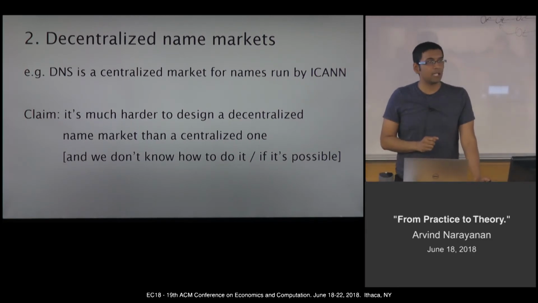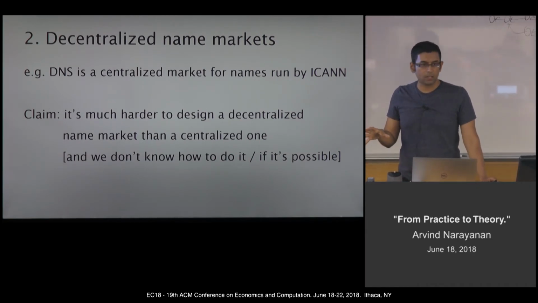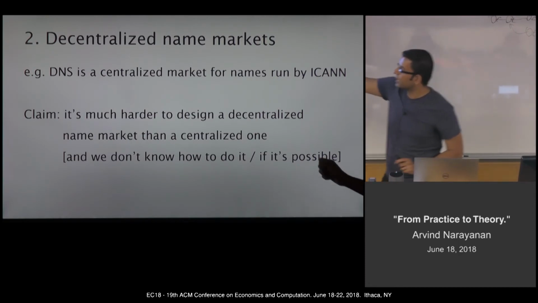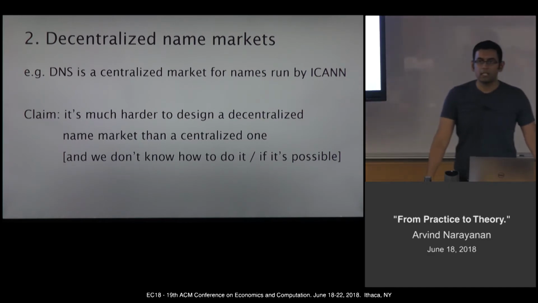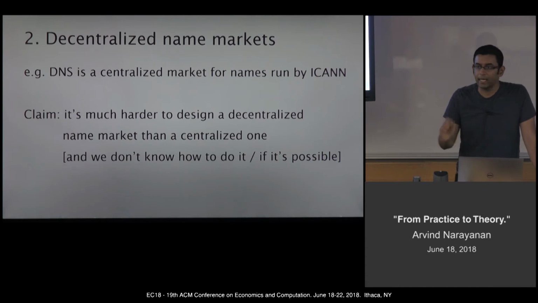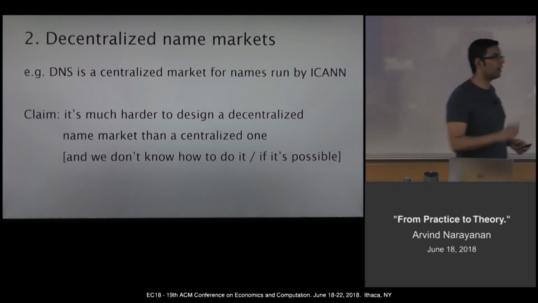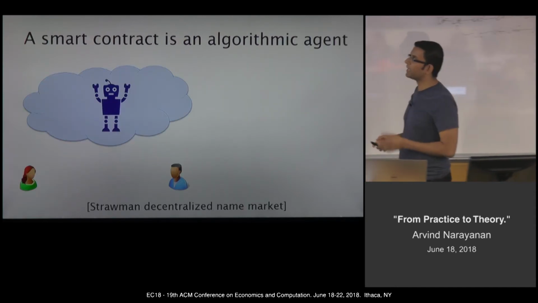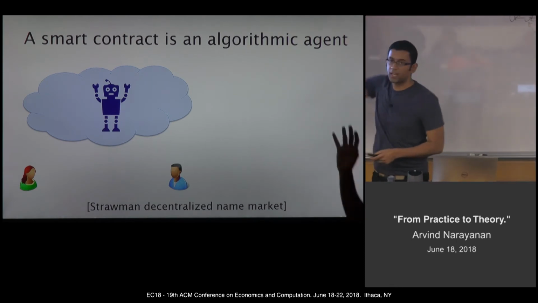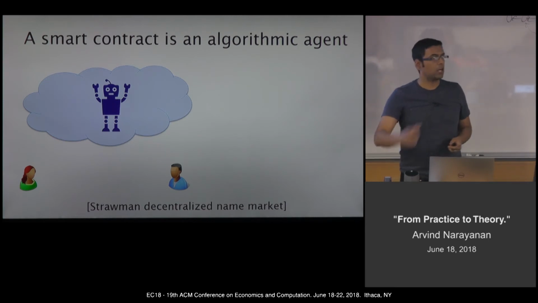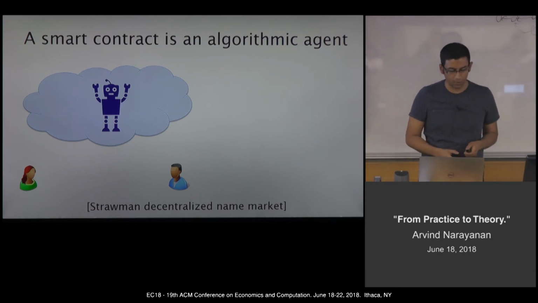And there have been many attempts to create decentralized name markets on top of blockchain platforms. And the claim that I'm making is that the market design for these name markets in a decentralized setting is far harder than it is in a centralized setting and leads to some interesting pitfalls. So I want to try to justify this point. First of all, let's see how this kind of market would work in a decentralized setting. It would work based on a smart contract. And again, a smart contract is an algorithmic agent. It's an agent whose actions are specified in code and fixed and cannot be changed once they've been programmed in.